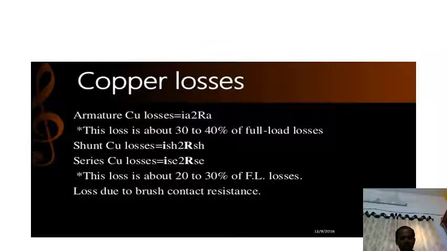Next one is field copper loss. So field copper losses are shunt copper losses. You know the resistance of the shunt field winding is RSH.